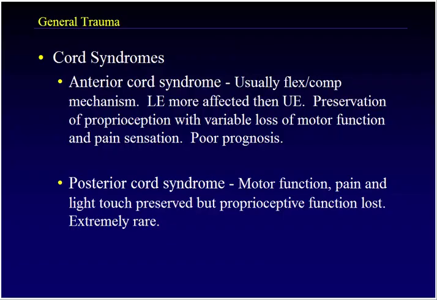The lower extremities are affected more than the upper extremities, which is a contrast, of course, to the central cord syndrome that we've already covered. In these anterior cord syndromes, you'll have preserved proprioception, and you can have a variable loss of motor function and pain sensation. These have a poor prognosis. Then finally, the very rare posterior cord syndrome, which is where the motor function, pain, and light touch are preserved, but you lose proprioceptive function. I've never seen a patient with a posterior cord syndrome.